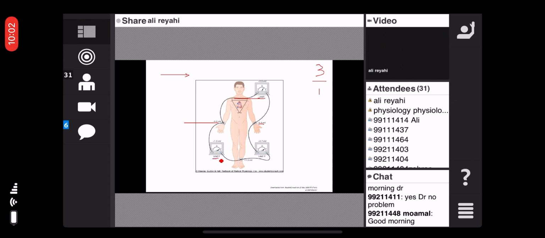In lead 2, again, we can connect the positive electrode to the left leg, and the negative electrode is still connected to the right hand. So we have these situations: the negative electrode connected to the right arm, and the positive electrode connected to the left leg. Again, we can see that the potential at this point is equal to plus 1 millivolt, and the potential at this point is minus 0.2 millivolts, and the device or voltmeter shows us the difference between these two electrodes, which is equal to positive 1.2 millivolts.